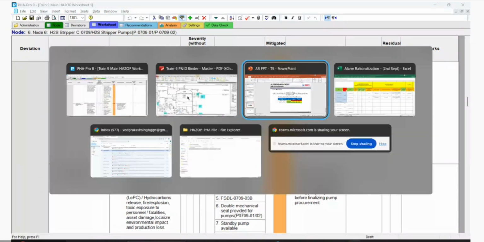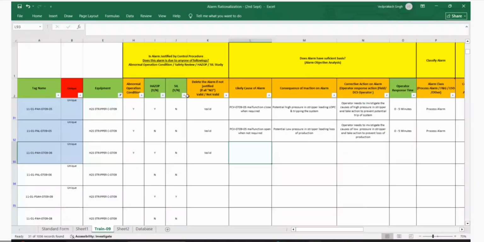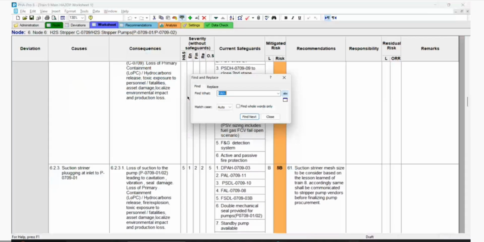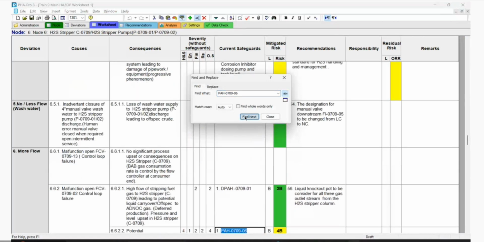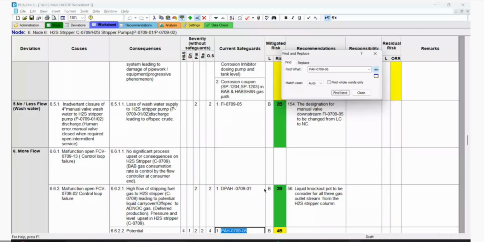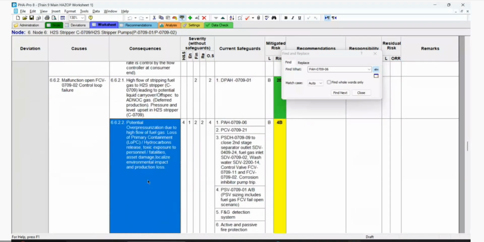Tag number 070906. Maybe it is here. Yeah, there's more flow. More flow is a malfunction again of the PCV. Malfunction of this valve open, right? What else is there?